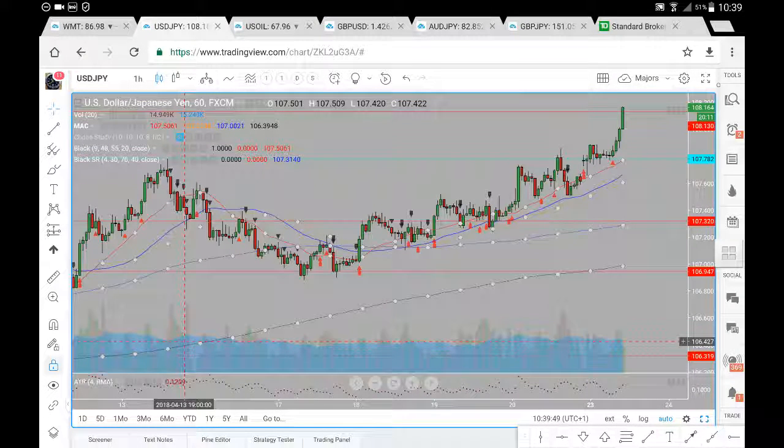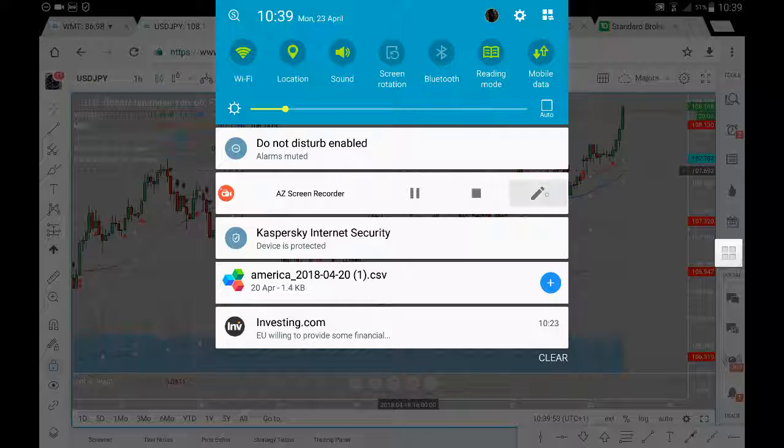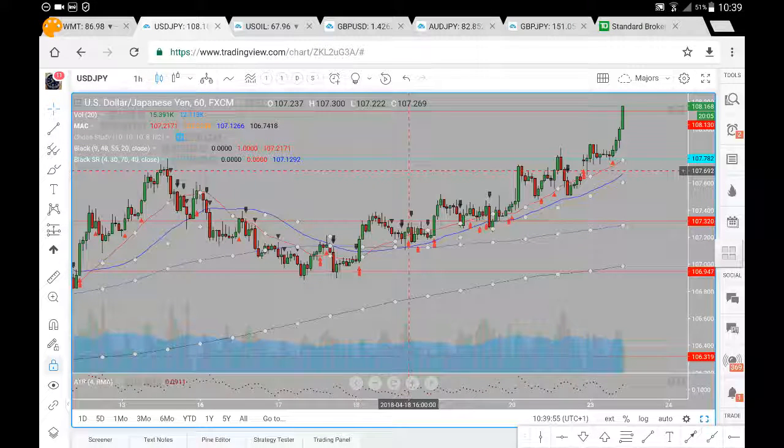So this is the US dollar Japanese yen analysis for Monday the 23rd of April. Now, let's just have a look at prices and where prices may likely go. So previously we had prices. So we saw continued strength here by the US dollar.